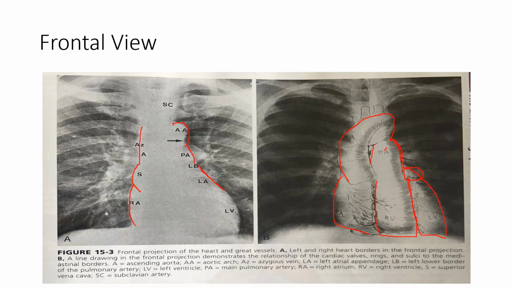Then below this is the area for the left atrial appendage, which can be straightened in case of left atrial enlargement. And below that is the left ventricular contour.